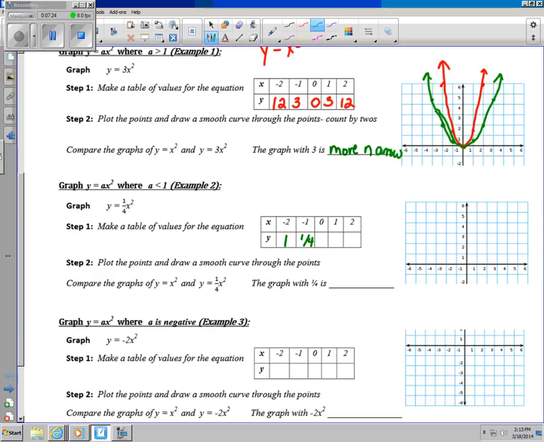When x is 0, the whole thing is 0. Again, when x is 1, we get 1/4. And when x is 2, 2 squared is 4. And again, 1/4 times 4 is just 1. So notice, again, our y values are identical. This time, I'm almost tempted to just count by 1/4. It doesn't say that. Let's go ahead and count by 1/4. So this would be like 1/4. This would be 1/2, 3/4, and this would be 1. Okay? So let's go ahead and do like that. So when x is negative 2, y is 1.